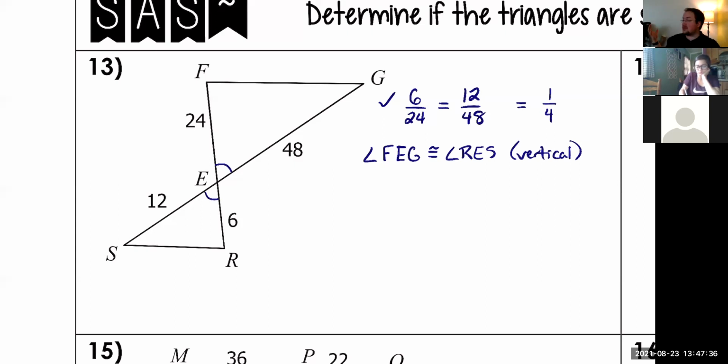But it doesn't matter about the rest of it because we now have two proportional sets of sides with the included angle being congruent. So we have enough to say, yes, they are similar thanks to side angle side. So we could say triangle SER is similar to triangle GEF.